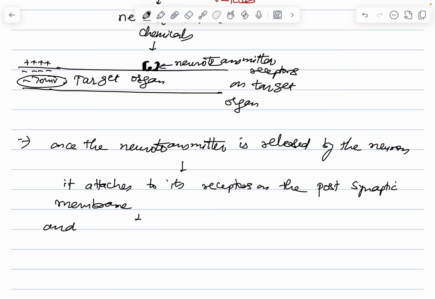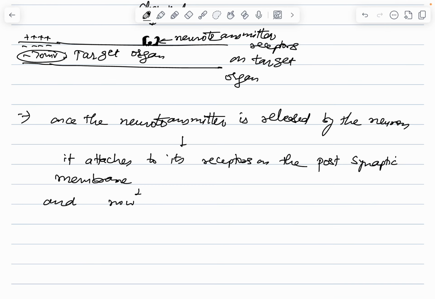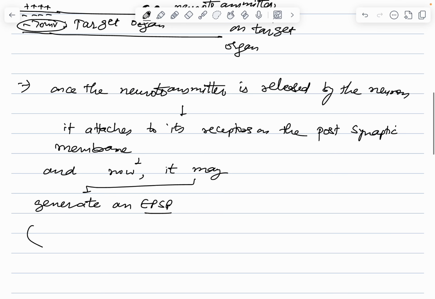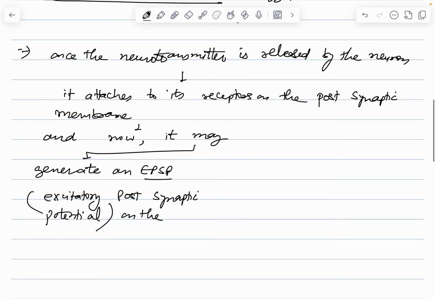All this concept that I just made you understand: once the neurotransmitter is released by the neuron, it attaches to its receptors on the postsynaptic membrane, and now it may generate an EPSP, that stands for excitatory postsynaptic potential, on the membrane of the target organ, which is also called the postsynaptic membrane. This is the postsynaptic membrane.